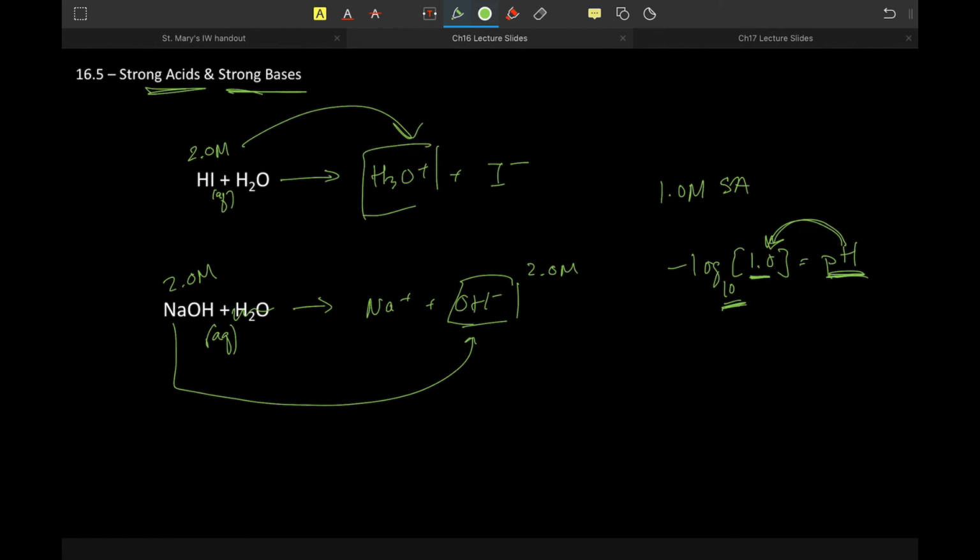Oh, by the way, I'm just assuming you can do all these strong acid, strong base pH calculations. If you run into trouble with any of them, please make sure you mark them and come by so we can talk about them, because obviously that is the foundation for all the rest of the weird math we're going to do for the rest of the unit.